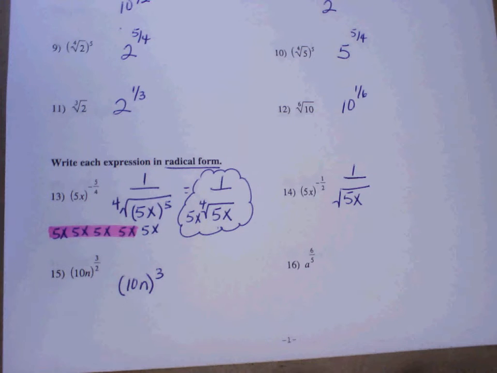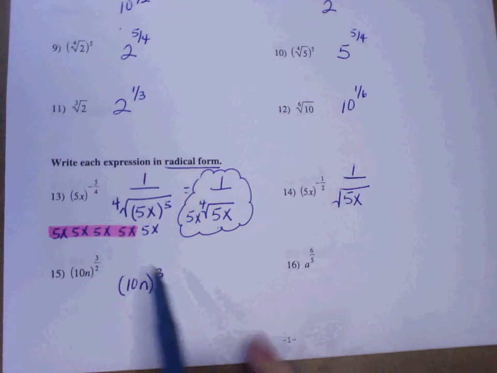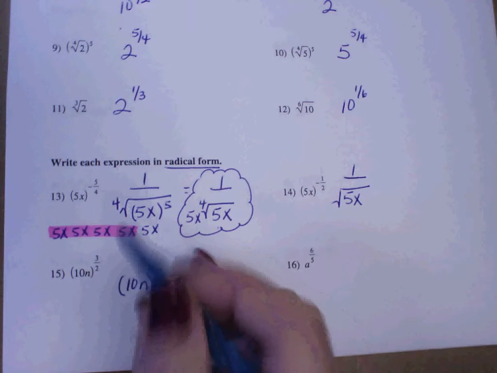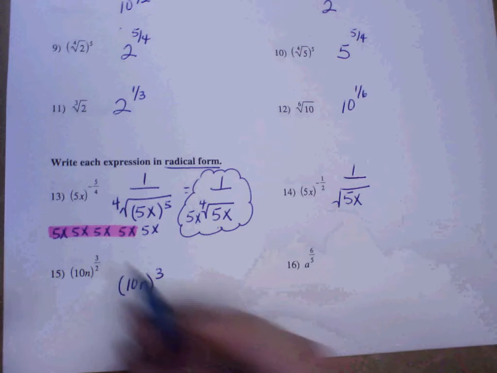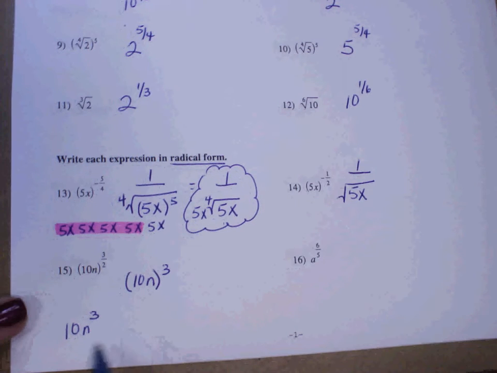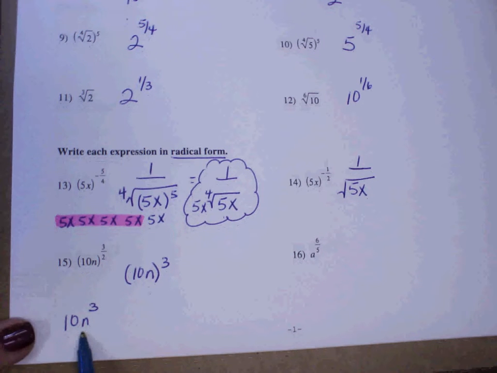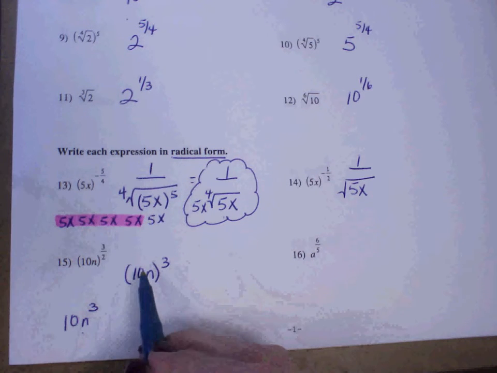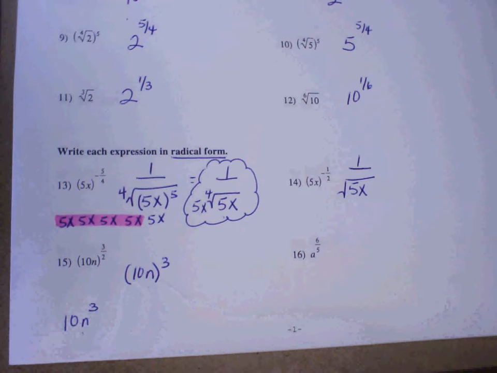All right, how many 10n's do I have? 3. Why does Miss Marine put it in parentheses and not just beside the n? Why do I put the whole thing in parentheses? Why do I put 10n in parentheses and then put the 3? Why don't I write it like this? Thank you. Very good. Give your family 50 points, because then it would only be for n and not for 10n. This is only for n.